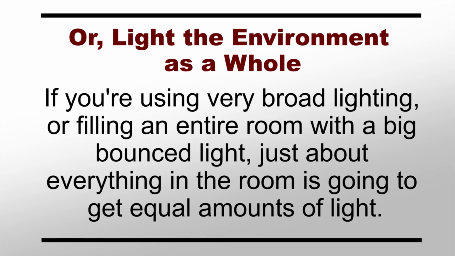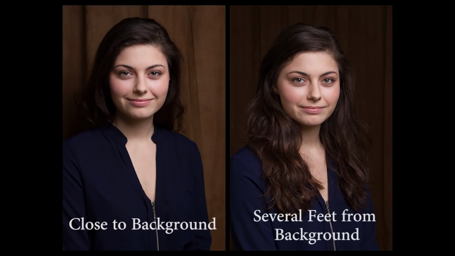Of course, discrete lighting zones aren't always necessary. For example, if you're using very broad lighting or filling an entire room with a big bounce light from a flash, just about everything in the room is going to get equal amounts of light. If that's the look you're going for, there's not much to do in the way of lighting the background separately. But even if you're not lighting the background separately, you can still control the visibility of the background and mood of the portrait by considering the distance from the background to the properly exposed areas of your image. The more distance between your portrait setup and any background areas, the darker that background will become.